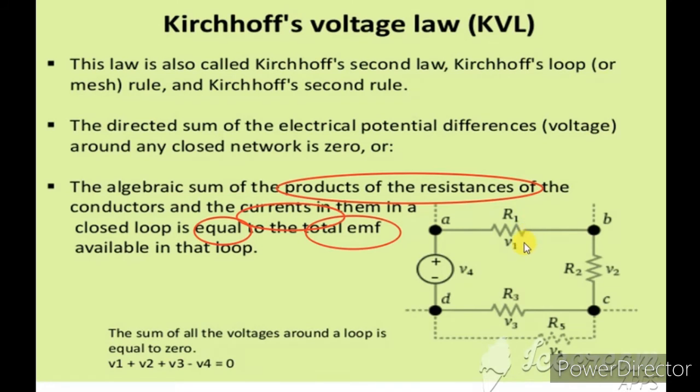So here what is the current? Let us just take it as I1. Okay, so if you take the product of current and resistance, that is equal to the EMF. Okay, product of resistance and current is equal to the EMF. Okay, so that is what is called Kirchhoff's voltage law. Yes, so I'll also explain this with the help of diagrams.